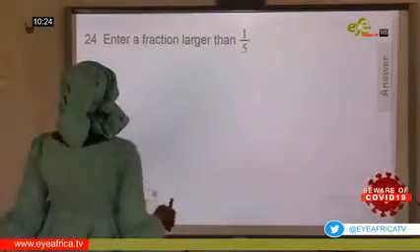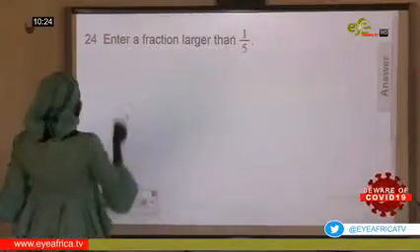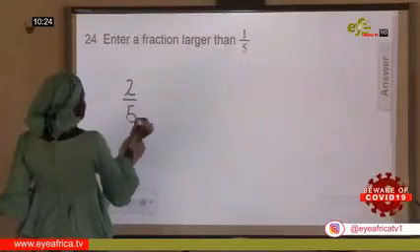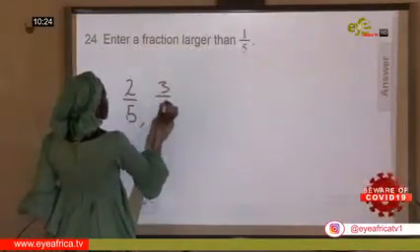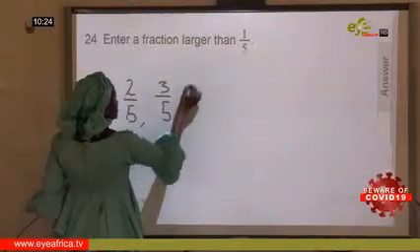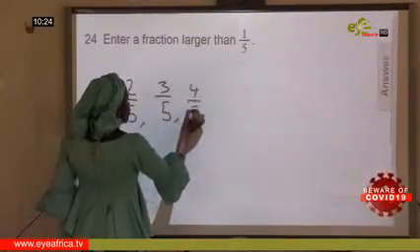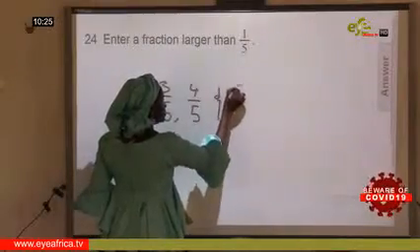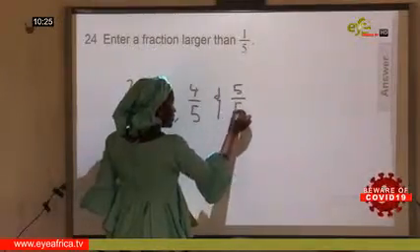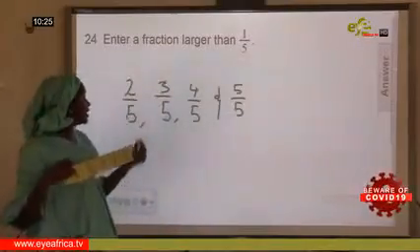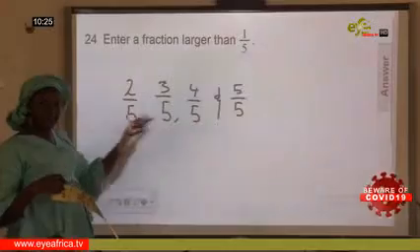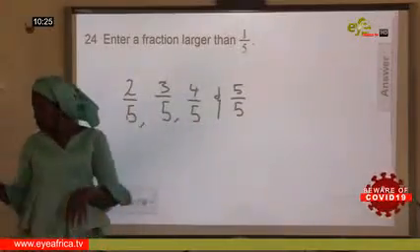So therefore here the answers can be 2/5, 3/5, 4/5, and 5/5, which are all greater than 1/5 or larger than 1/5, but they have the same denominator.